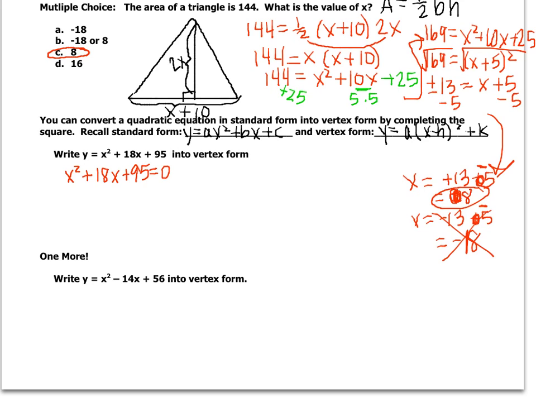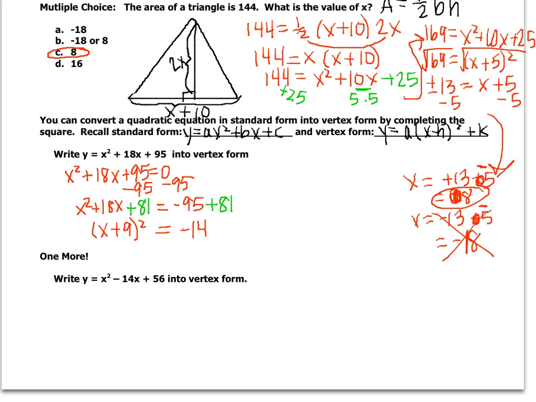Now I want to make it in vertex form, so I need to complete my square. I need to move my 95 to the other side. So I have x squared plus 18x, I'm going to leave space, equals negative 95. So to find what number I need to add to both sides, I do half of b. Half of 18 is 9. So 9 times 9 is 81. So I've got to add 81 to both sides. I found that by doing half of b and then squaring it. So 81 is what I added to both sides. We can't forget to add it to both sides. So this factors into x plus 9, the quantity squared, equals negative 95 plus 81, which is negative 14.